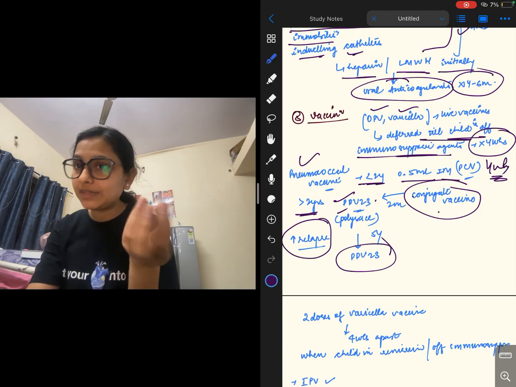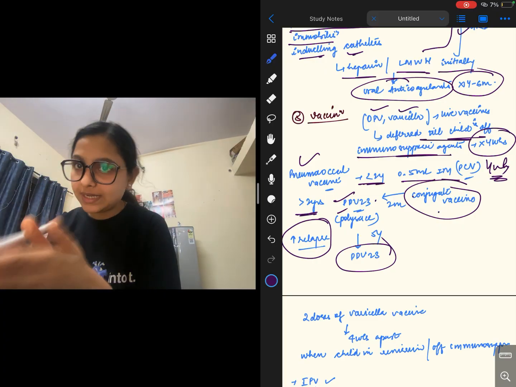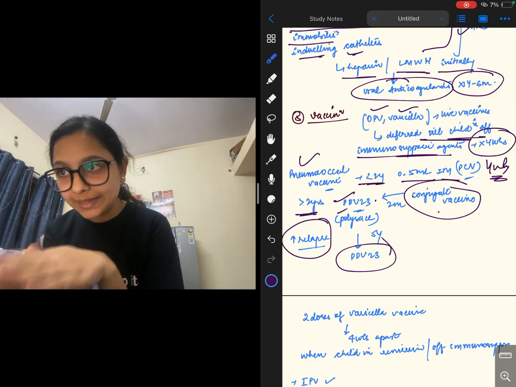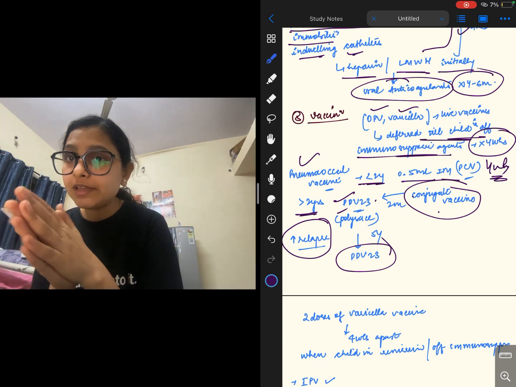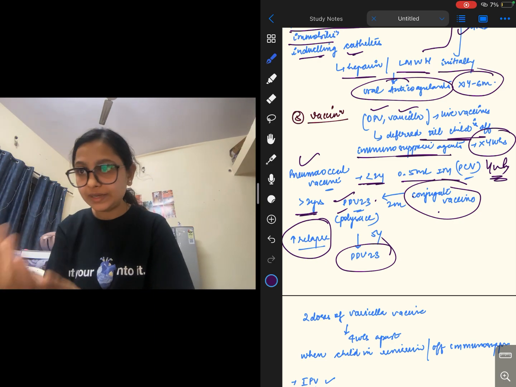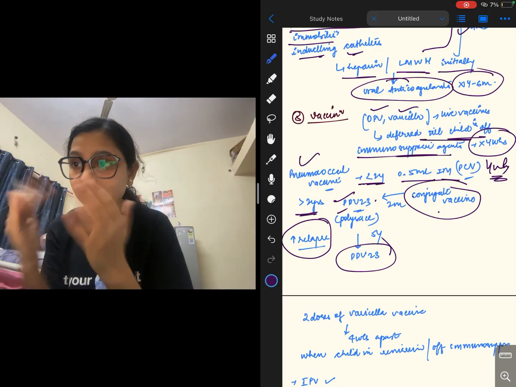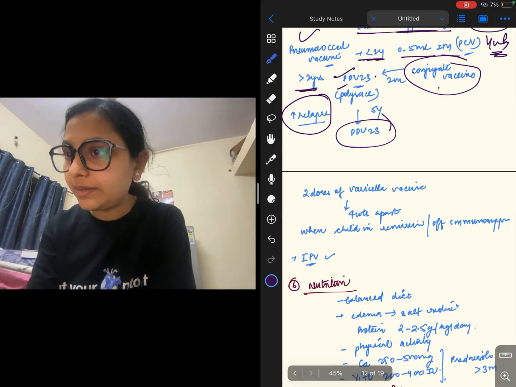See, because these children, if they get URTI, again they will get relapse. So you have to give pneumococcal vaccine. If the child is less than 2 years, give 0.5 ml IM. If the child is more than 2 years, give PCV conjugate vaccine. Keep a gap of 2 months, give PPV23. And if increased relapse, then at a gap of 5 years, you can give booster of PPV23.